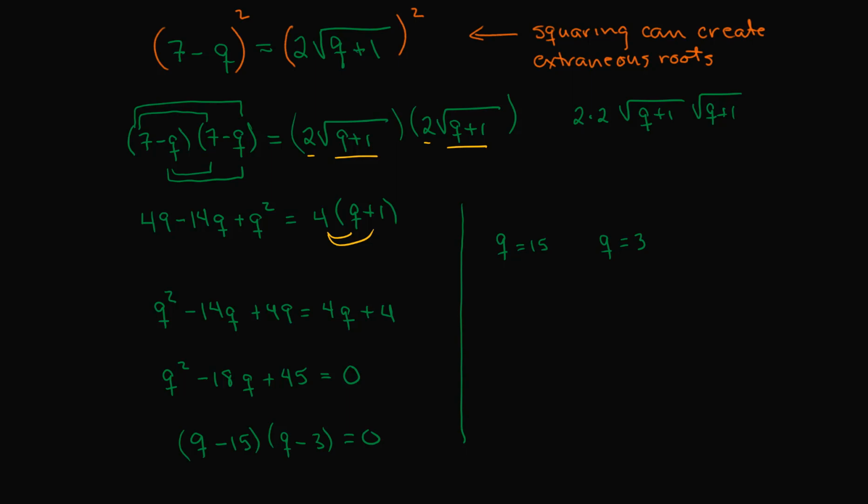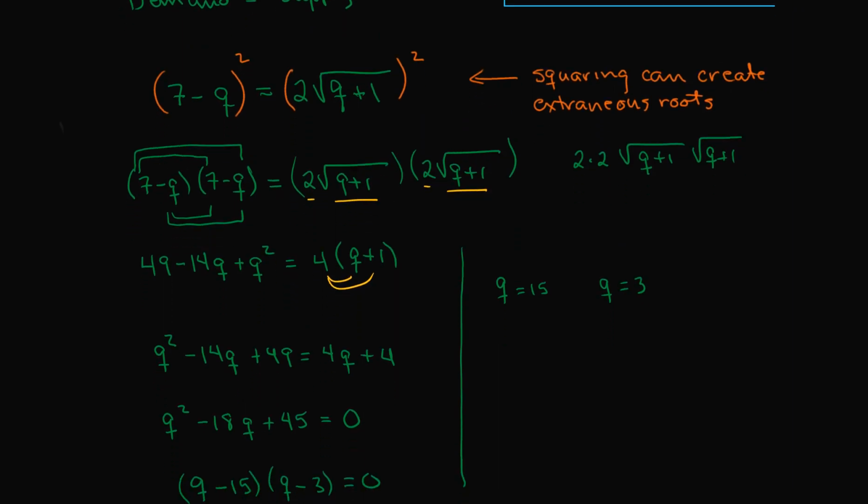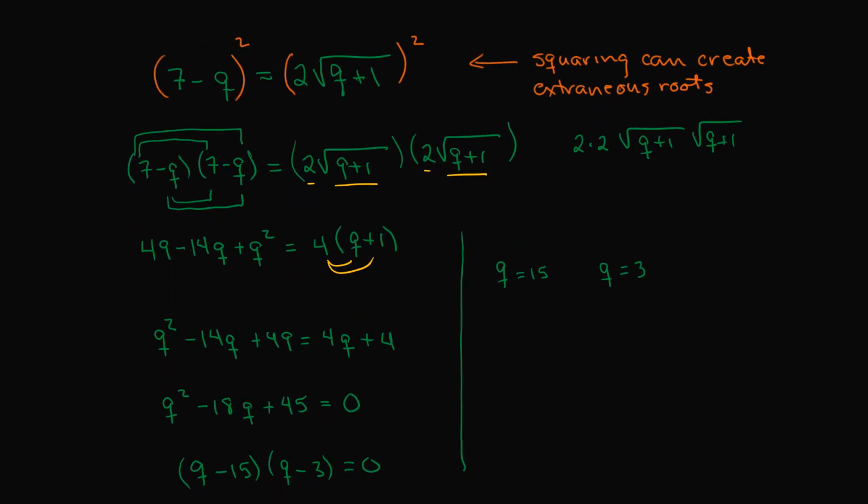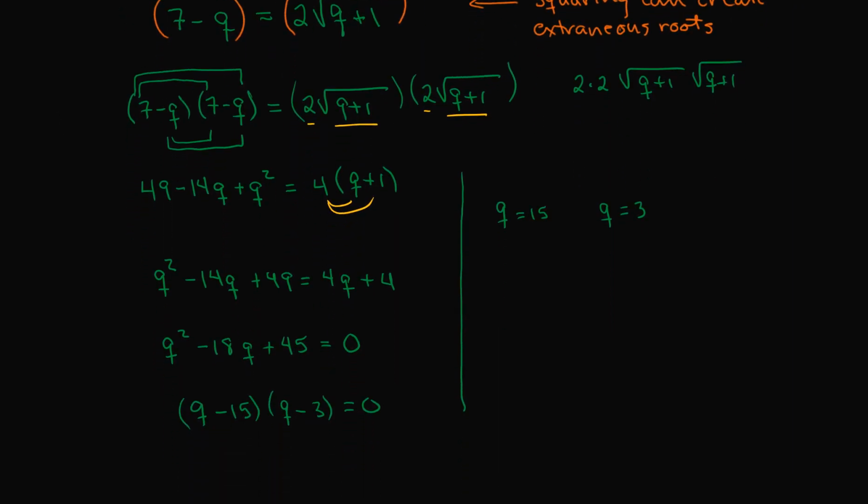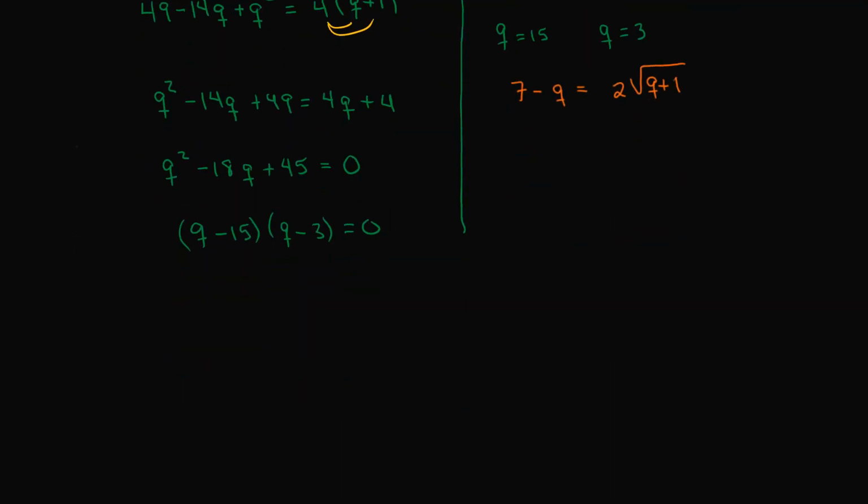So what I need to do now is check and see if the q equals 15 and the q equals 3 really work. By really work, that means if I take my 7 minus q equals 2 times the square root of q plus 1, does it work for one, both, or neither of these values of q?